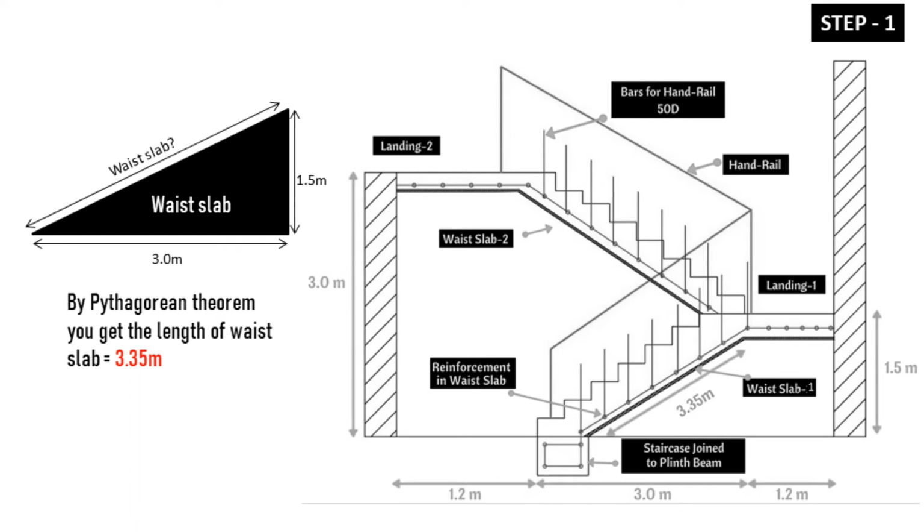First we have to find the waist slab. From the figure you can see which part of the staircase we call waist slab. The length of waist slab 1 and 2 is going to be the same. So by Pythagoras theorem you get the length of the waist slab, which is 3.35 meter. How? Waist slab square equals 3 square plus 1.5 square. From here we will get the answer 3.35 meter.